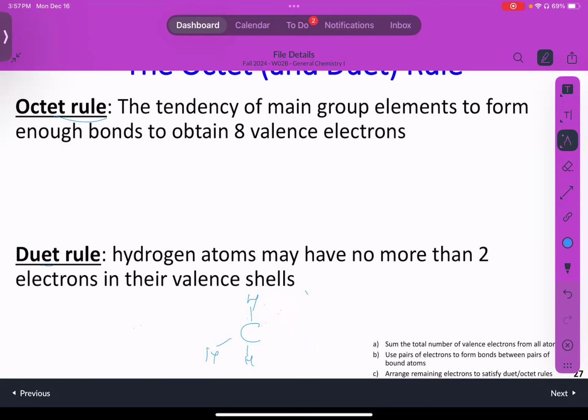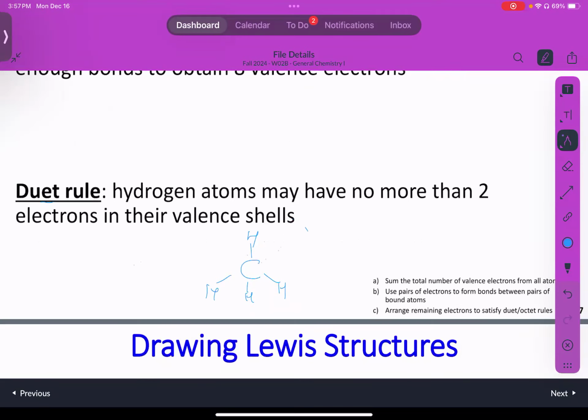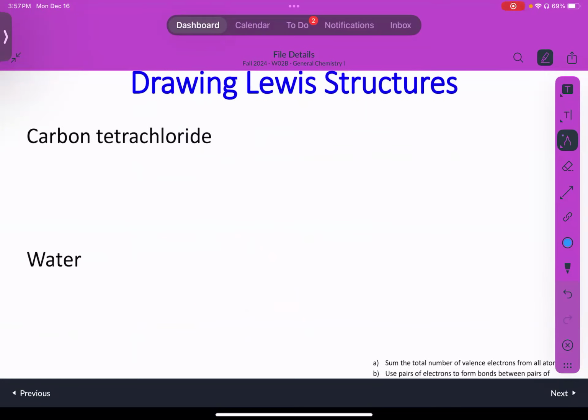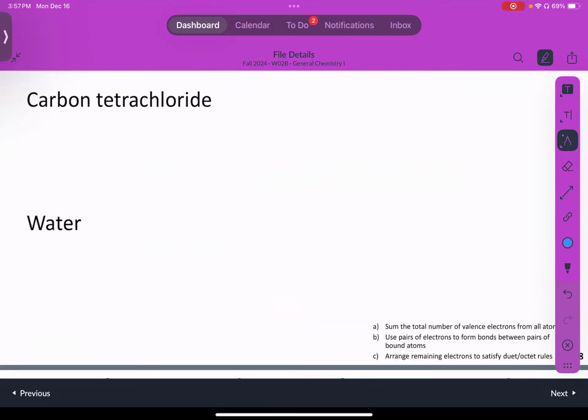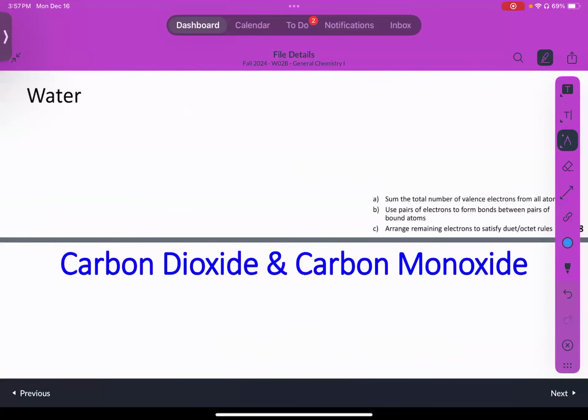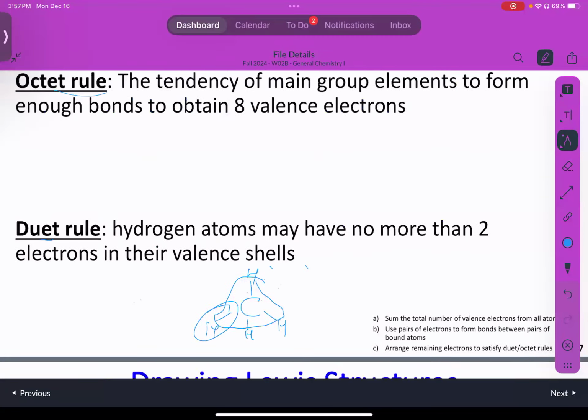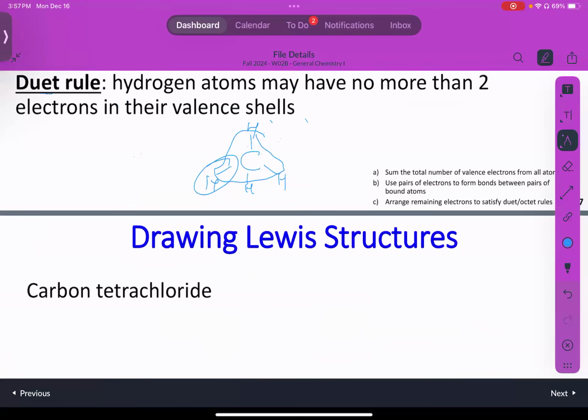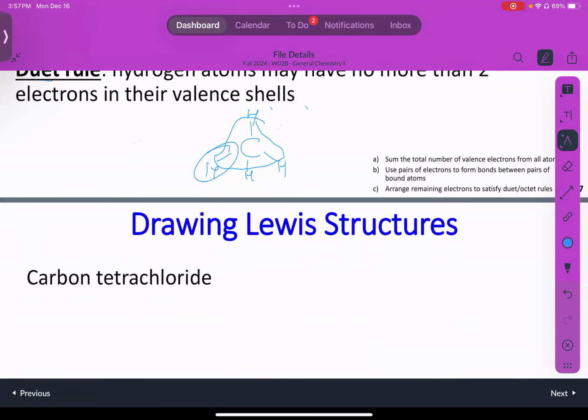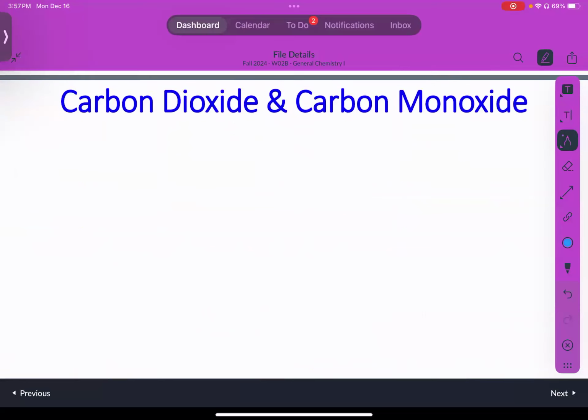H H H, right? So something like this, right? This is the duet. This is the octet rule. All right. Hope you guys are following along. Does anyone want me to go over this, or are we chilling with this? Okay. All right, I guess we're chilling with this.